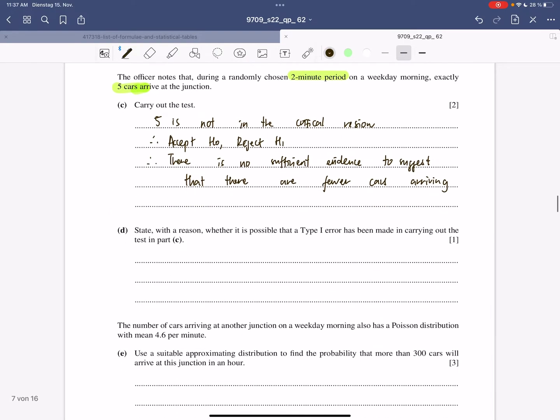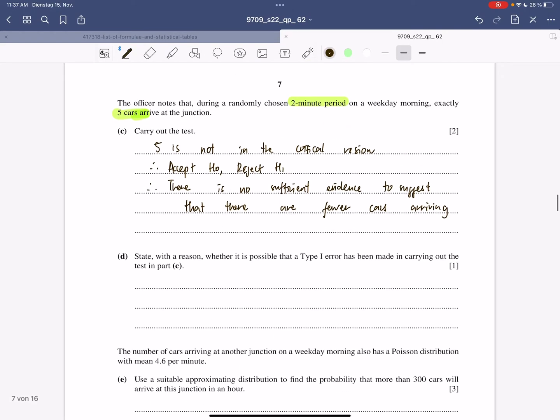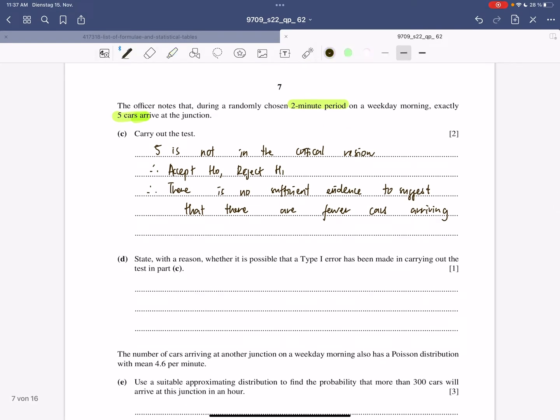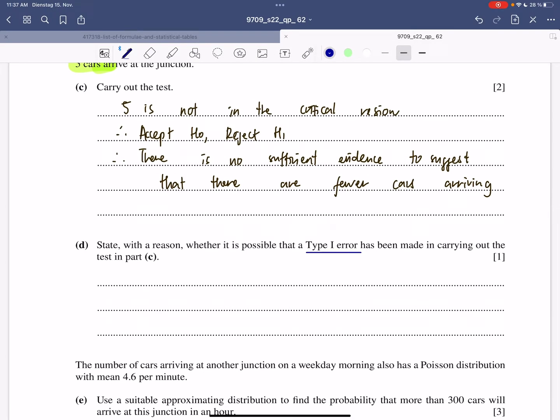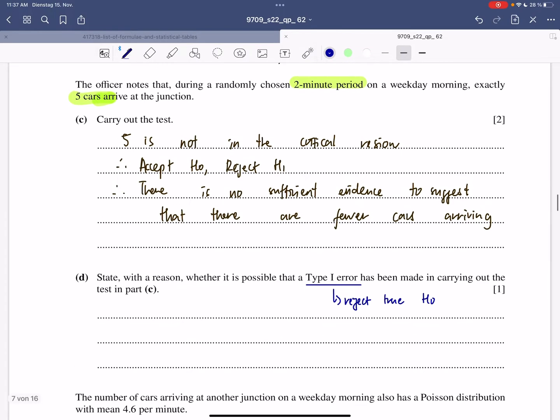Okay, question D. State with the reason whether it's possible that type 1 error. Okay, what is type 1 error? So type 1 error means reject H0 when H0 is true, but we didn't reject H0, right? We accept H0, so no, since H0 was accepted.